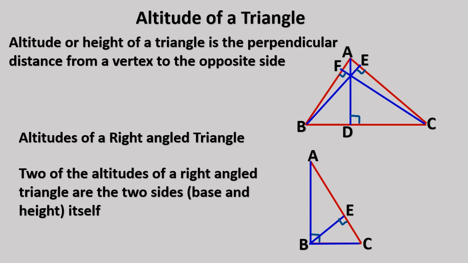Clear? Next one, let us see the altitude of an obtuse angled triangle, how it comes. So one obtuse angle triangle. Now first from A, the perpendicular to the opposite side BC. So let us draw the perpendicular from A.